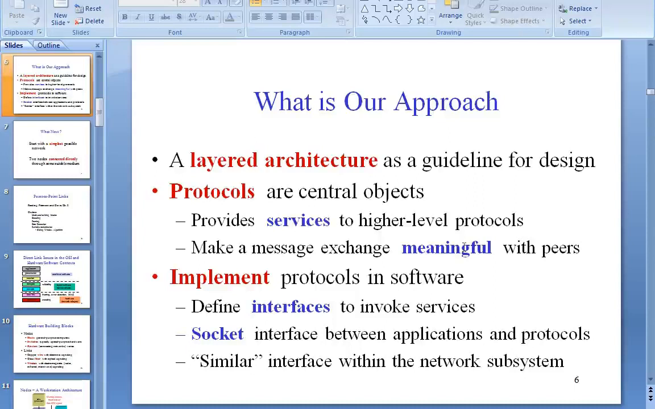Then we define small components at each layer, called protocols, and these protocols provide services to the upper layer. Basically every protocol acquires services from the lower layer and provides services to the upper layer, and all this process should be done in a meaningful way, and for that we define two interfaces. The one is the peer-to-peer interface, and the second one is the service interface.